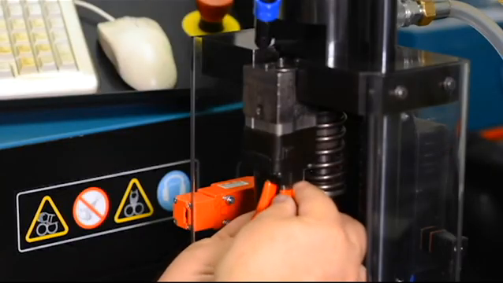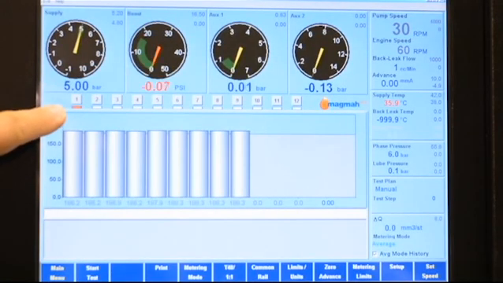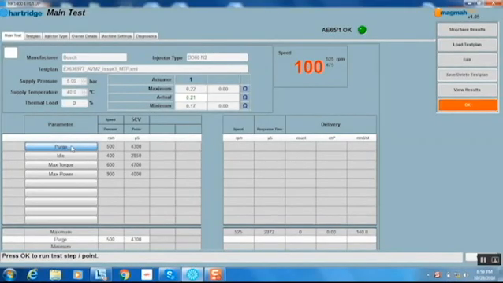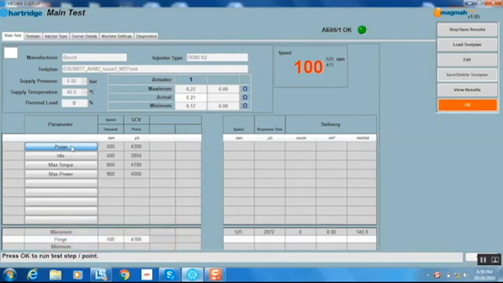Connect the appropriate test lead to the injector. On the test stand, select the injector being measured and adjust the supply pressure to match the pressure indicated in the test plan. Then check the resistance. If the measured resistance is out of tolerance, the number displayed will be in red. If the resistance is out of tolerance, the solenoid has failed and would require replacement.